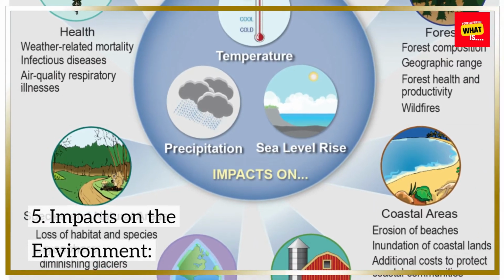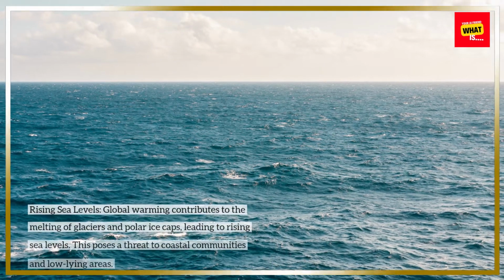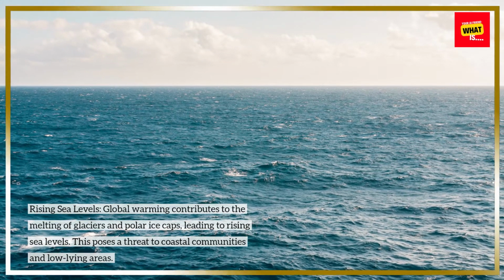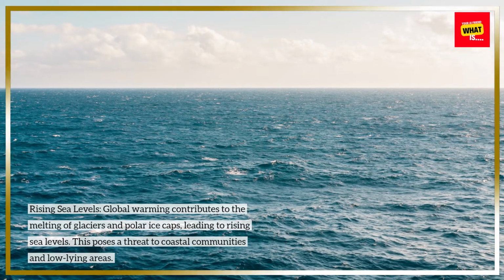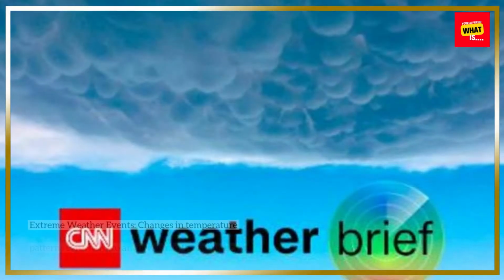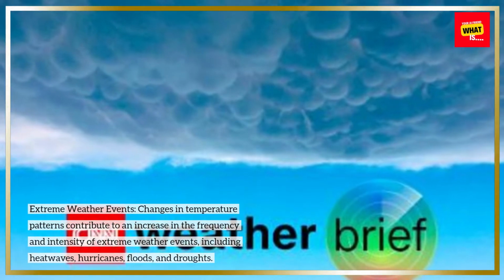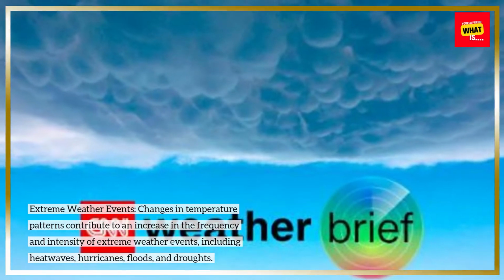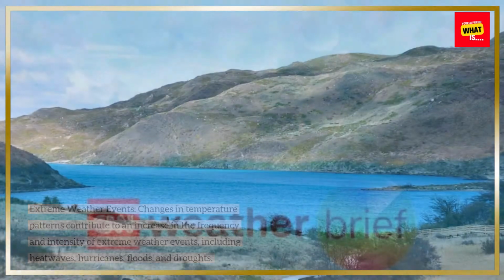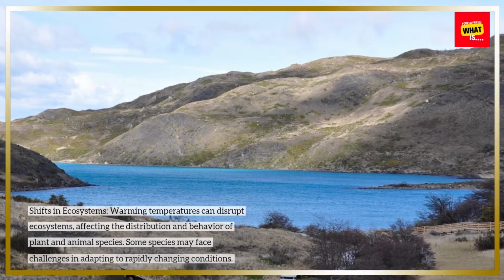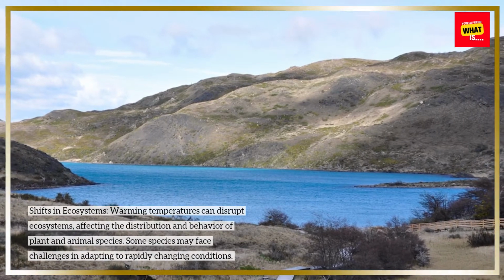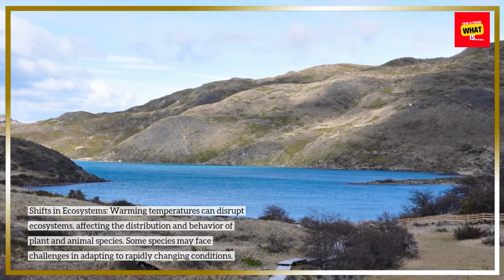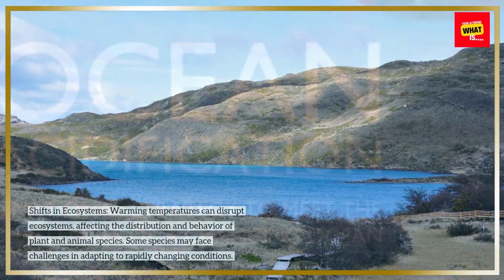5. Impacts on the environment. Rising sea levels. Global warming contributes to the melting of glaciers and polar ice caps, leading to rising sea levels. This poses a threat to coastal communities and low-lying areas. Extreme weather events. Changes in temperature patterns contribute to an increase in the frequency and intensity of extreme weather events, including heat waves, hurricanes, floods, and droughts. Shifts in ecosystems. Warming temperatures can disrupt ecosystems, affecting the distribution and behavior of plant and animal species. Some species may face challenges in adapting to rapidly changing conditions.